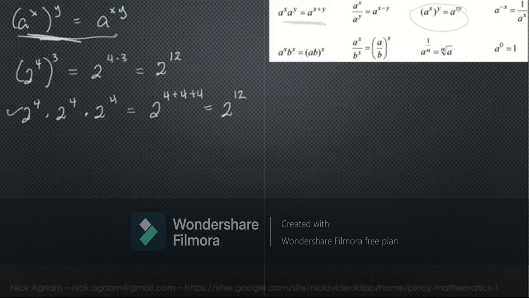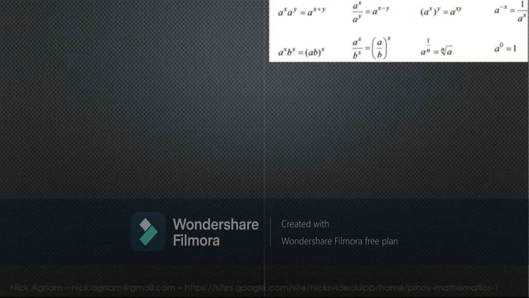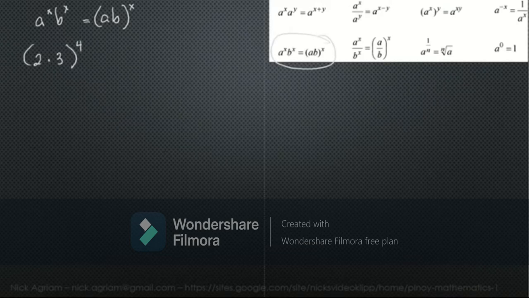The next one is this one. That is a raised to x, b raised to x is equal to ab raised to x. That means, if I do the other way around, if I have 2 times 3 raised to 4, for example, then I can do this: 2 times 3, and then another 2 times 3.